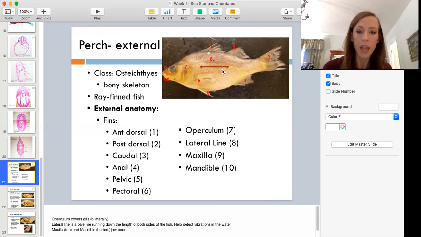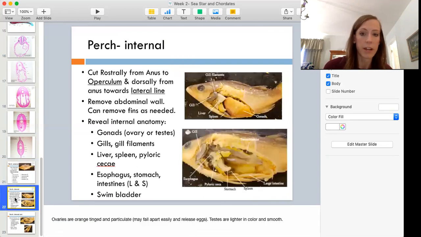Okay. And then number 9 and number 10 are the upper and lower jaws, respectively. So the maxilla is the upper and the mandible is the lower jaw. Okay, jawbone. And that's it for external anatomy. So we're going to move to the next slide where we're going to look at some internal anatomy.